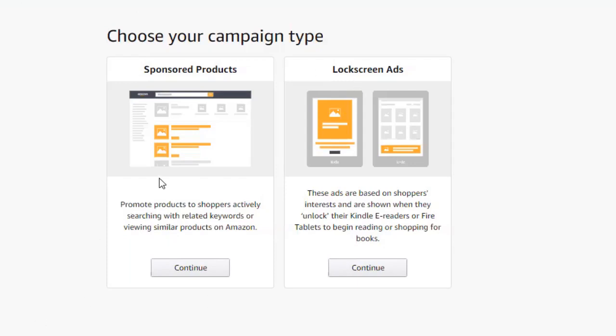Let's start with this. Sponsored products and lock screen ads. We're going to focus mostly on sponsored products because that's what everybody loves to run. Lock screen ads used to be called product display interest ads. I have spent over $45,000 on product display interest ads. Since they changed them to lock screen ads, I'm not seeing the same results. And so I want your folks to focus on sponsored products.